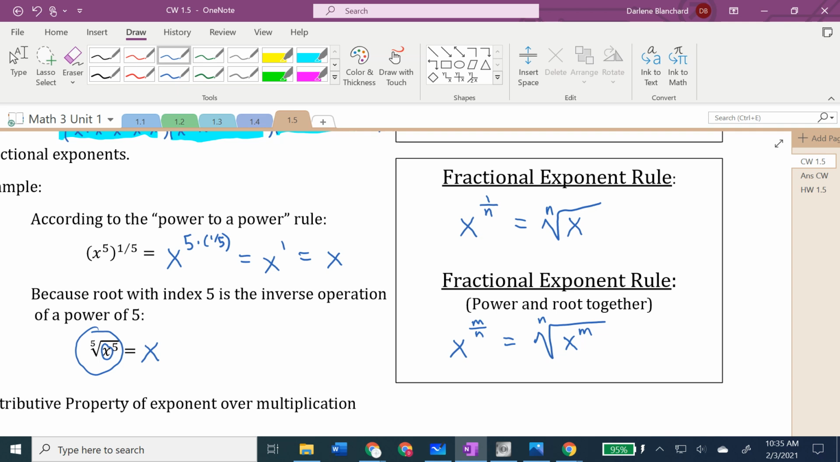But, you know, if you think about it, it could go that way, but it could also go the other way. So let me just point that out to you. You could also look at it as the nth root of x to the power of m.